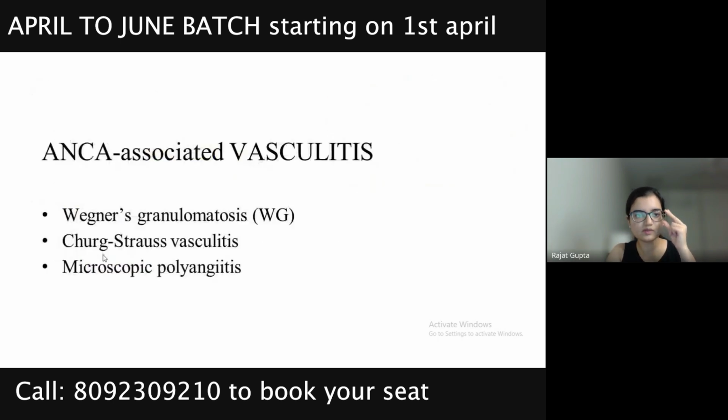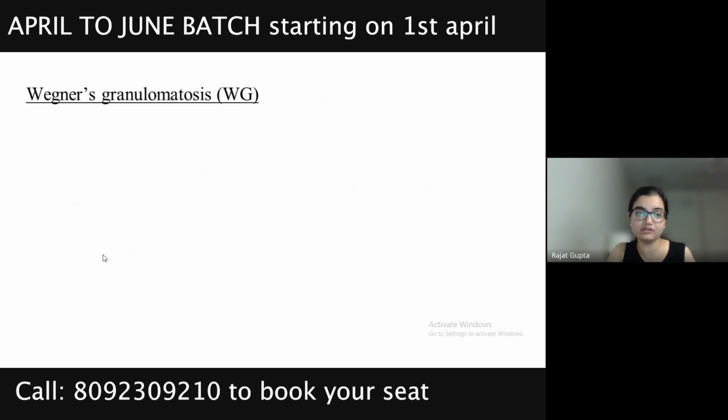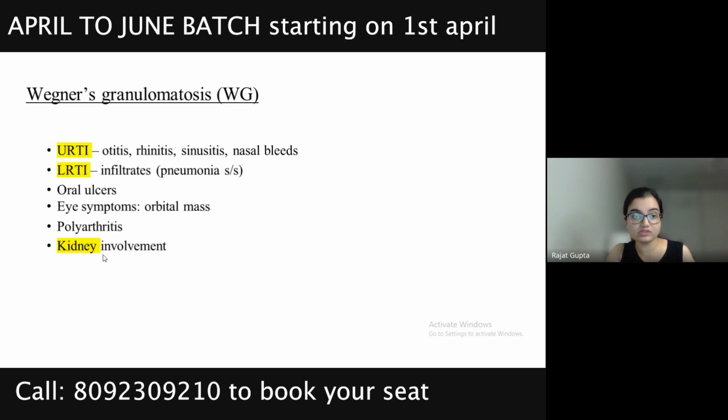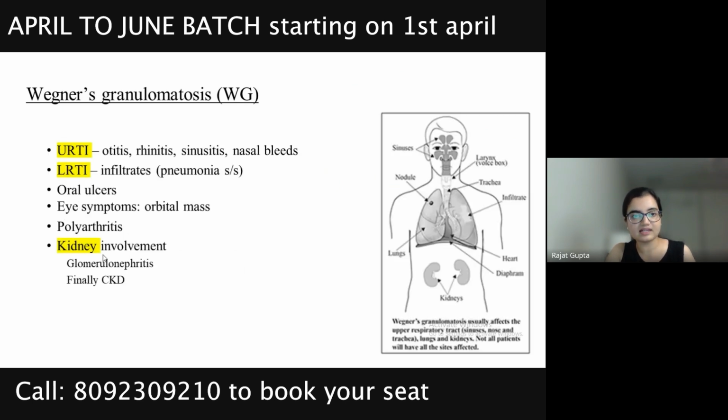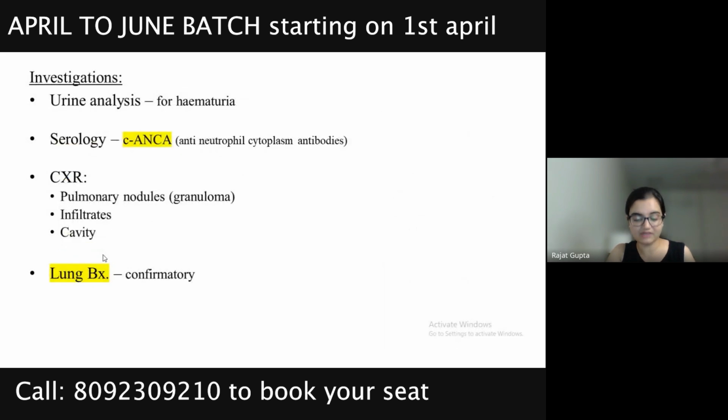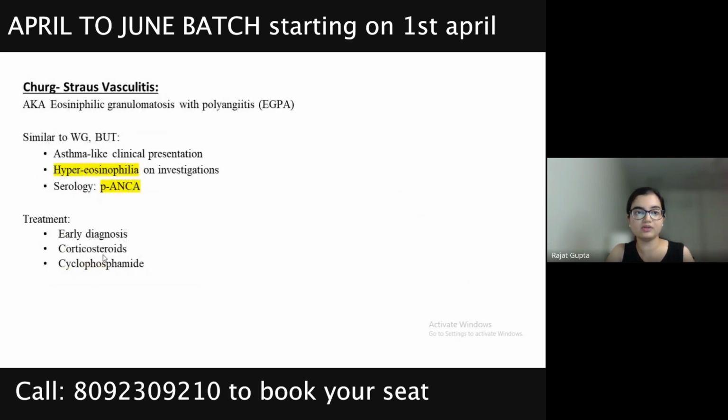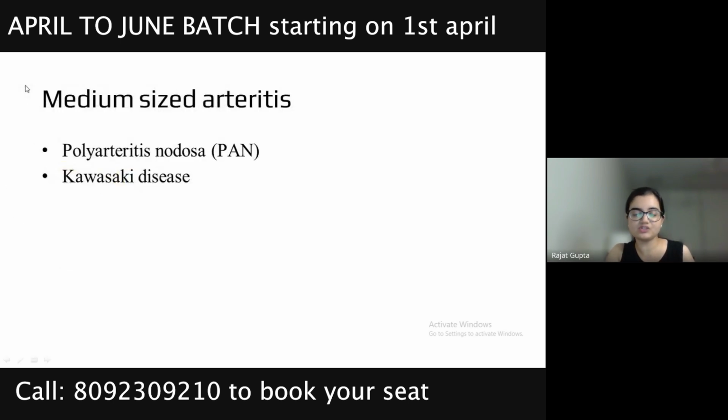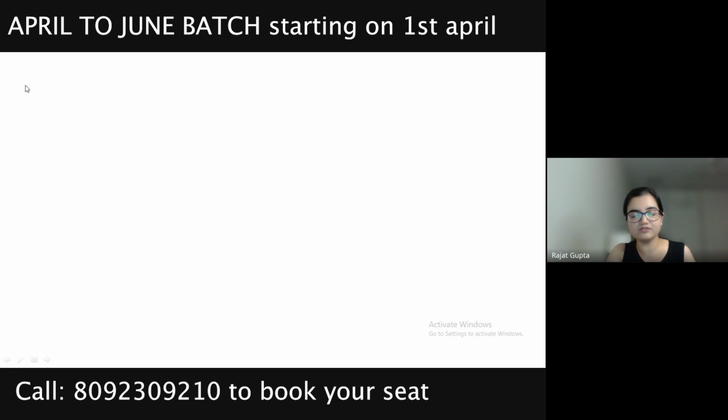Okay. Then we're going to WG. WG, we are going to remember it affects your upper and lower respiratory tract. So this is the most important thing in this. Then next, investigation in WG, C ANCA positive. In Churg-Strauss, asthma-like. It's just like WG, but asthma-like, and it's P ANCA positive. So how do we remember this? Churg-Strauss starts with a C, but it's P ANCA positive, and WG is C ANCA positive.